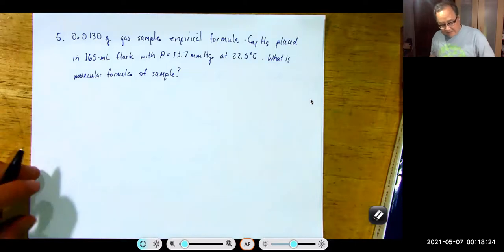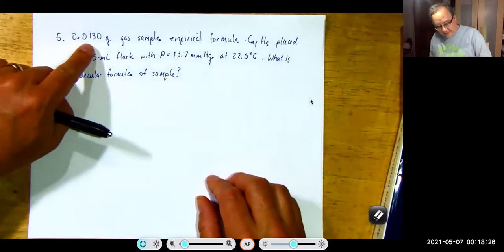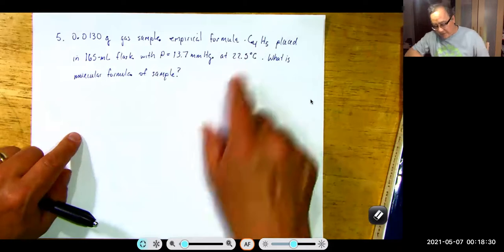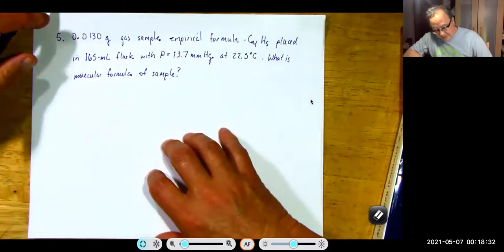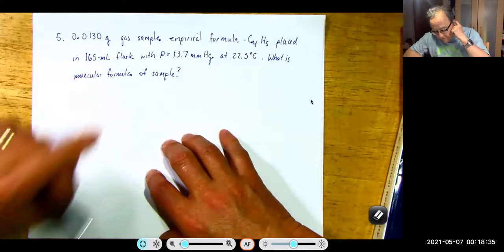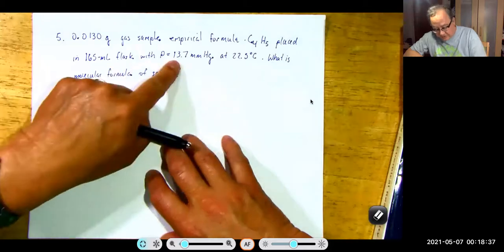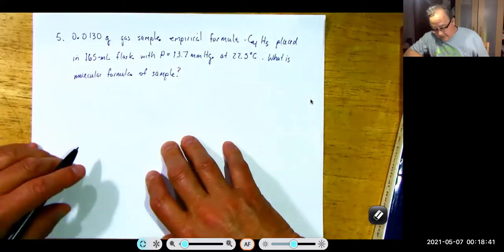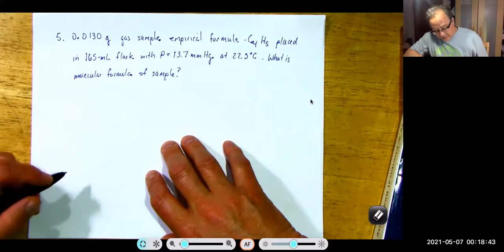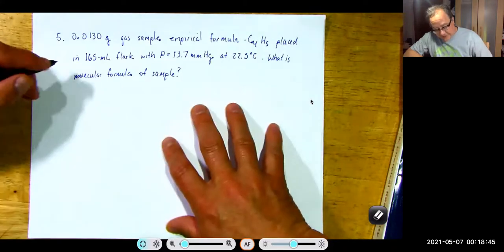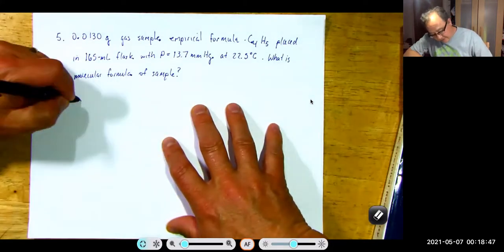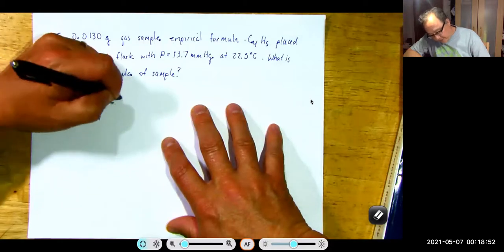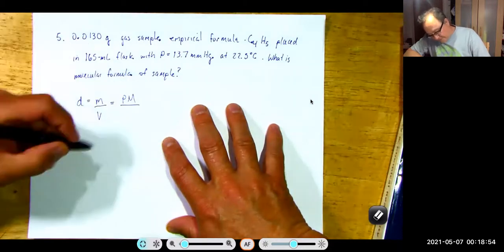Okay, we have a 0.0130 gram sample of gas with the empirical formula C4H5, and it's placed in a 165 milliliter flask with a pressure of 13.7 millimeters of mercury at 22.5 degrees Celsius. What is the molecular formula of the sample? So this is another problem where we see a mass. So that makes me think I want to use this equation here.